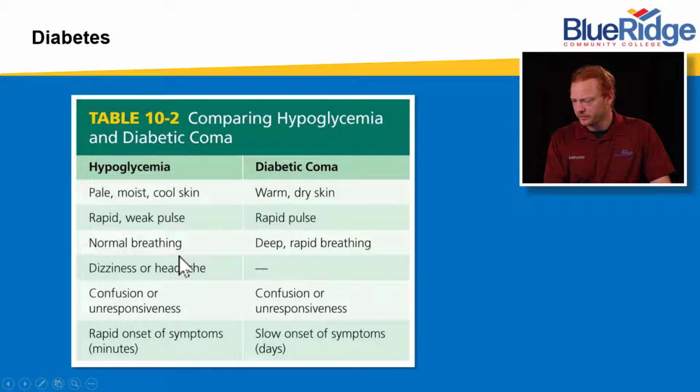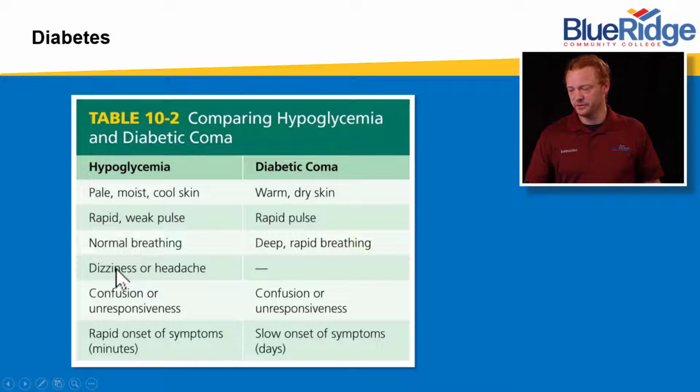Hypoglycemia says here normal breathing, but take that with a grain of salt. If your sugar levels drop too low or too rapidly, it can definitely affect your rate of breathing and your quality of breathing. Hyperglycemia is typically deep and rapid breathing and usually fairly rhythmic.